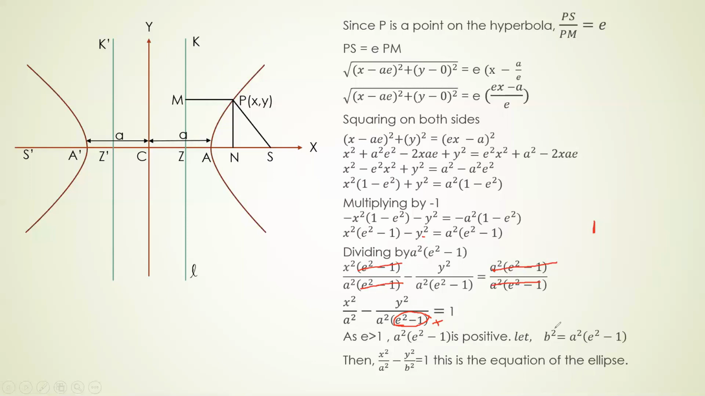Now let us consider this total, that is a square into (e square minus 1), as the b square value. So b square is equal to a square into (e square minus 1). If we substitute b square here, we will get x square divided by a square minus y square divided by b square is equal to 1, which is the equation of hyperbola.